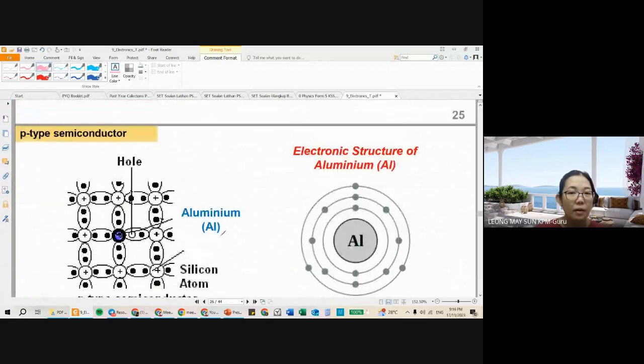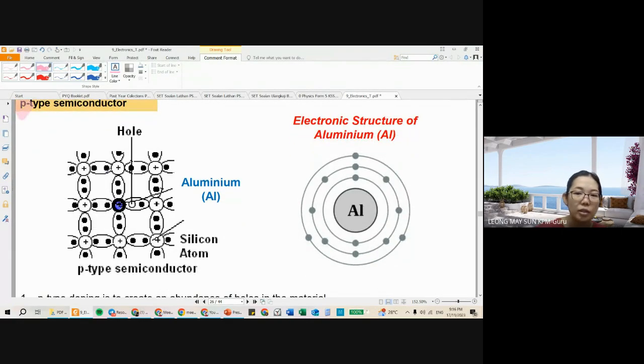P type semiconductor, I think you can guess from now, the P stands for positive. This positive means they have more holes compared to electrons. So how do the holes come about? The holes come from trivalent atoms.